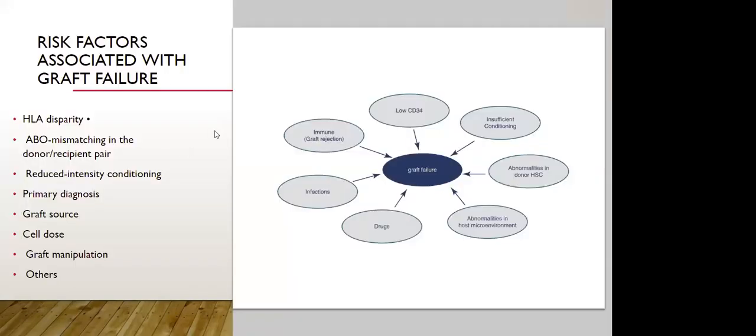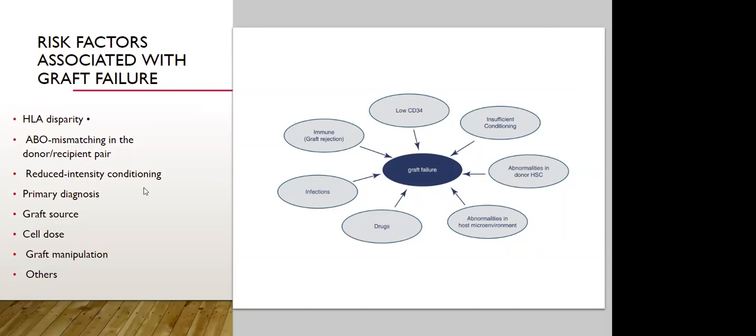So, the risk factors associated with graft failure. Graft failure may be because of low CD34 counts, insufficient conditioning like chemotherapy, abnormalities in the donor hematopoietic stem cell transplant, or abnormalities in the host microenvironment, maybe because of drugs, infection, and immunity, graft rejection. Some studies show HLA disparity: HLA mismatch is associated with a high risk of graft failure, and HLA class 1 is an important determinant of graft failure. Others include ABO incompatibility, reduced intensity conditioning, primary diagnosis, graft source, cell dose, graft manipulation, and others.